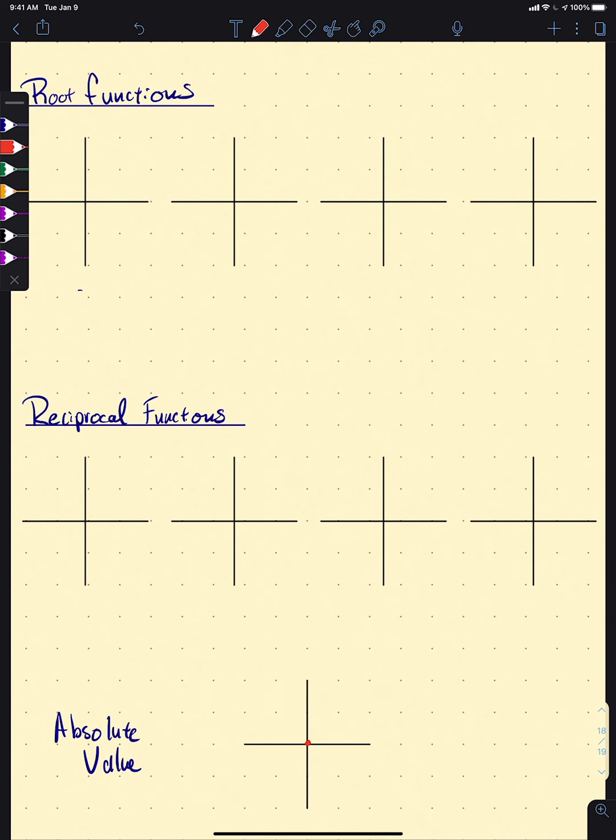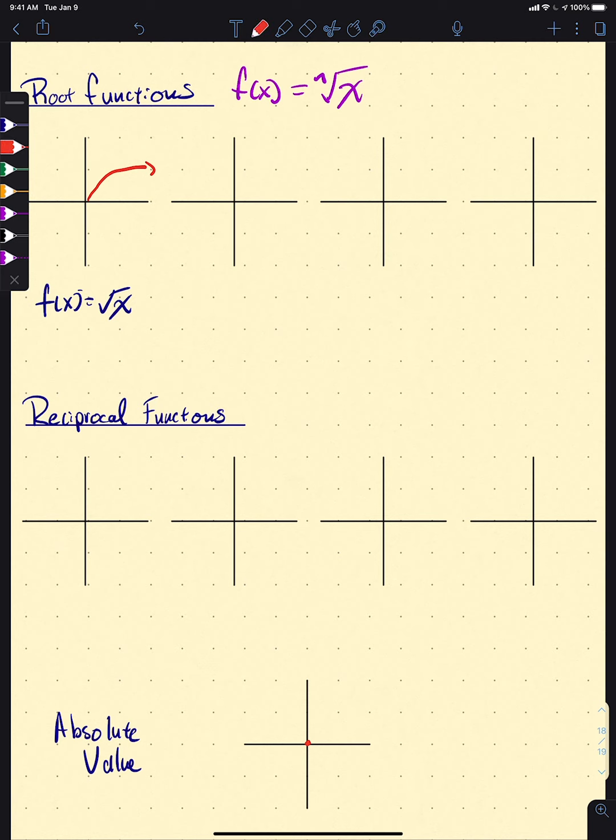Okay, our next archetype are what's called the root functions, right? And these are everything that looks like f of x is the nth root of x. Starting off, let's say f of x is the square root of x. Well, we already graphed this earlier, right? This is going to look something like that, where it's going to continue arbitrarily far this way.